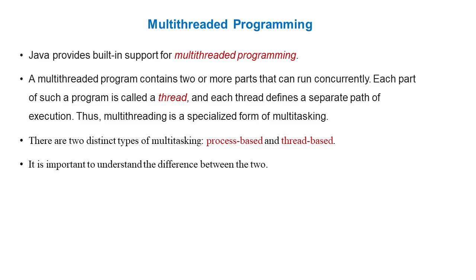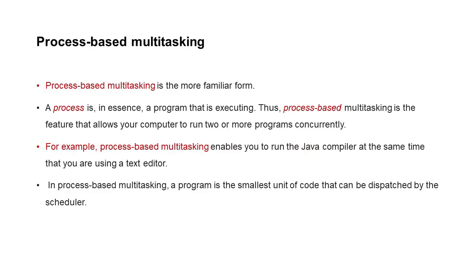There are two distinct types of multitasking: process-based and thread-based. We'll see the difference. Process-based multitasking is the more familiar form. A process, in essence, is a program that is executing. Thus, process-based multitasking is the feature that allows your computer to run two or more programs concurrently. For example, it enables you to run the Java compiler at the same time that you are using a text editor. In process-based multitasking, a program is the smallest unit of code that can be dispatched by a scheduler.